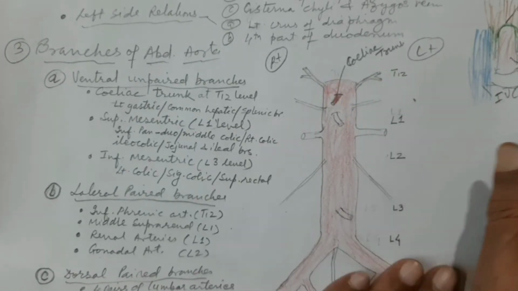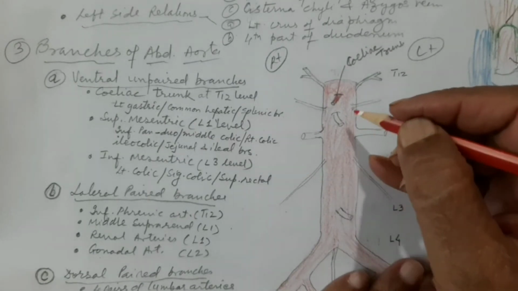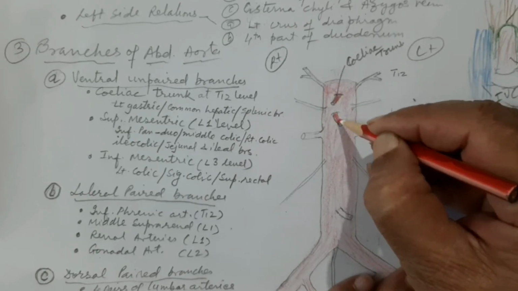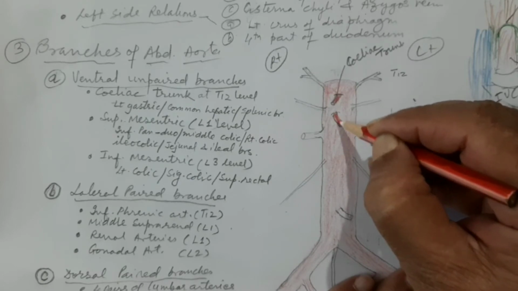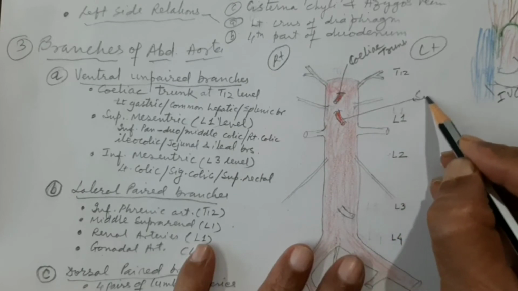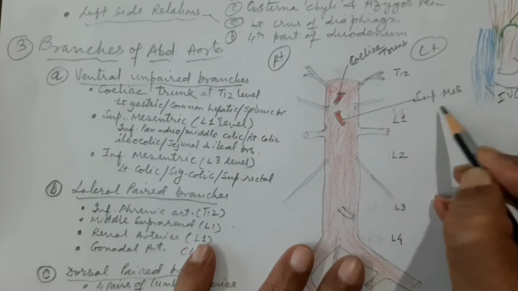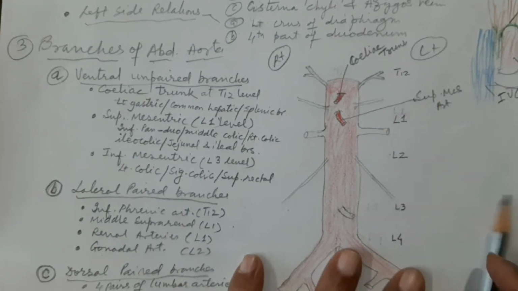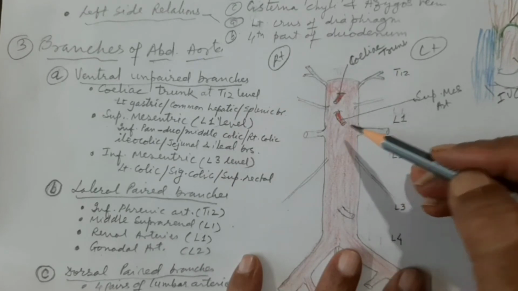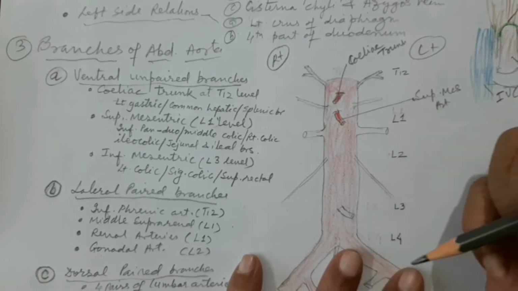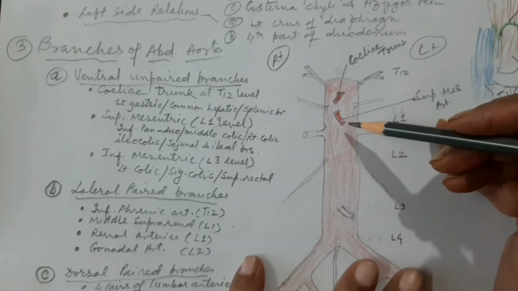The second branch is also unpaired and from the ventral surface, and this is the superior mesenteric artery. See, I am drawing it here. I will just write here superior mesenteric artery. It takes origin at the level of the body of the L1 vertebra. This is the major source to supply the small intestine.